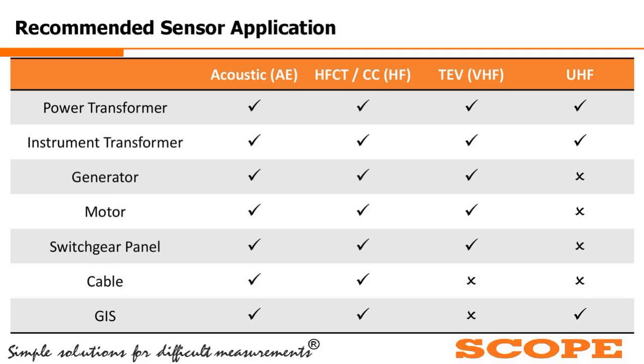Majorly used over here is the coupling capacitor. However, we can use the TEV for the metal clad or metal enclosed generator and motor application, or in the body you can put the TEV sensors also. But the most effective thing is the HFCT, or coupling capacitor, or HFCT can also be used in the earthing path of the generator or motor. But UHF is not generally used for motors and generators.